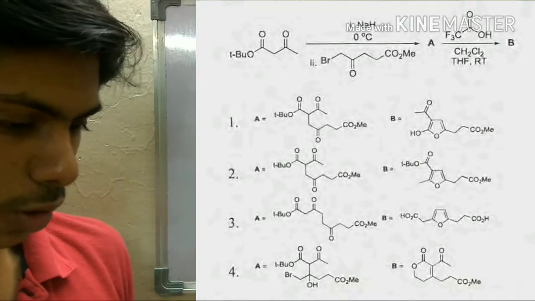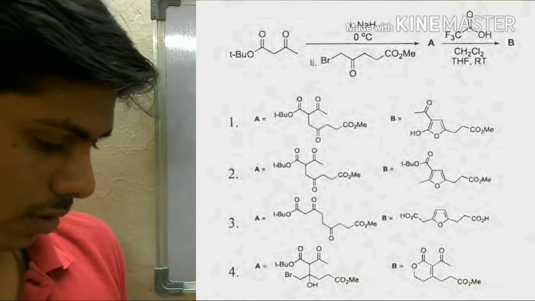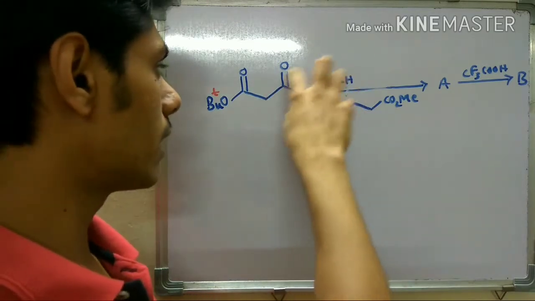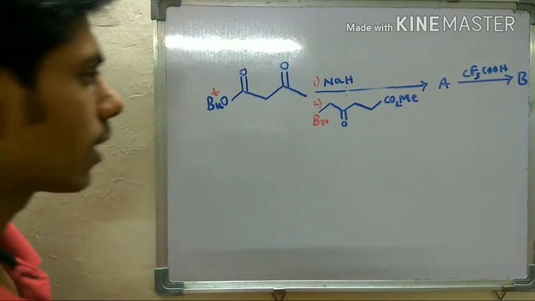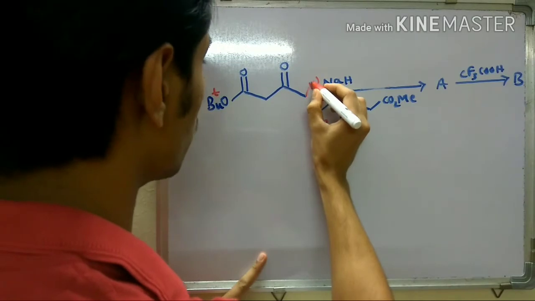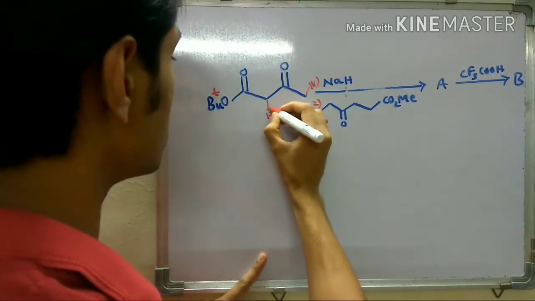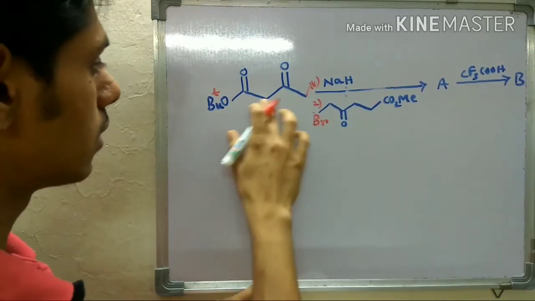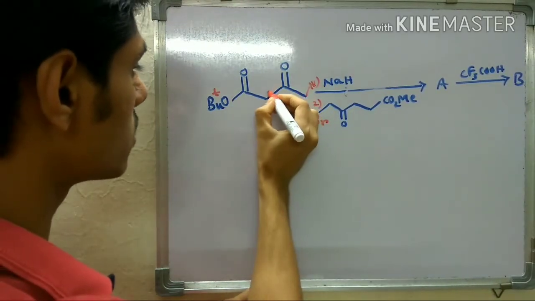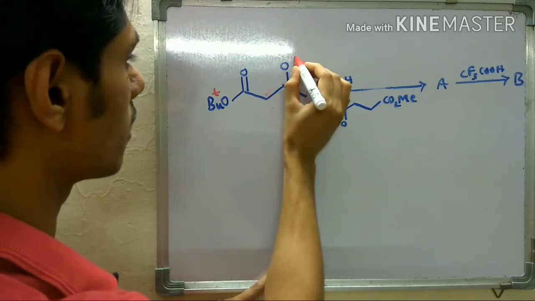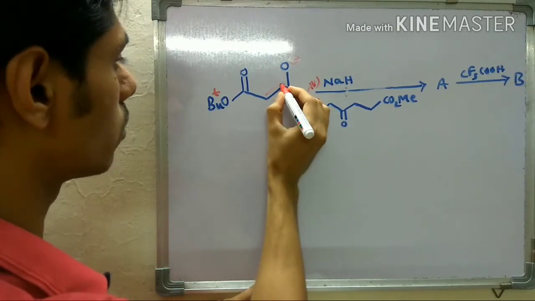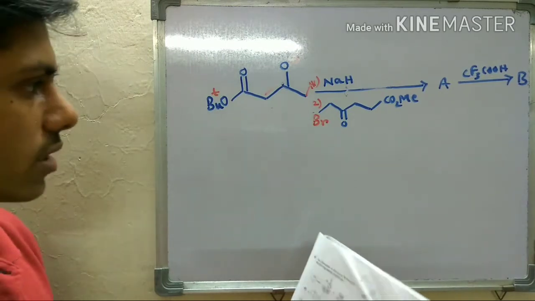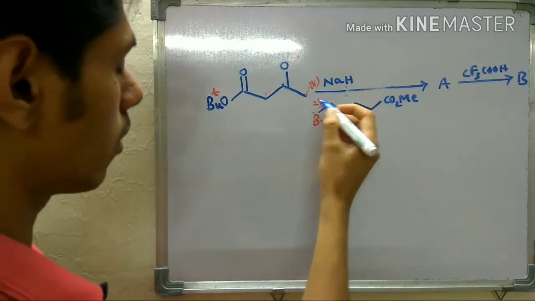So if you look at the options given, first of all, what will happen? Sodium hydride is a base, so it will form an enolate from here. Now you can see there are two enolizable protons, one here and one here, but you can see this is the active methylene group. So obviously when you treat this compound with base, the enolate will always generate from this side, because this proton is much more acidic. So you will get this enolate. Now what will this enolate do? This enolate can now attack.